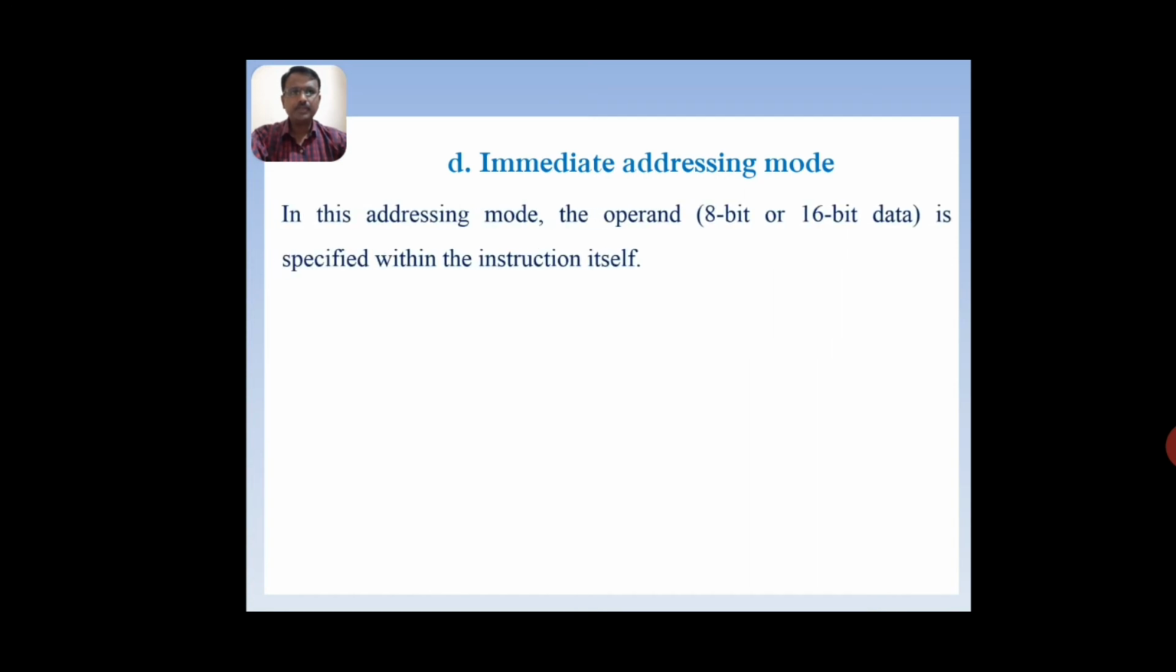The fourth addressing mode is immediate addressing mode. In this addressing mode, the operand is specified within the instruction itself. In immediate addressing mode, the operand, 8-bit or 16-bit, is specified within the instruction itself. Whatever the data, that data is not stored in memory or in a general purpose register. Here the data is given directly in the instruction.